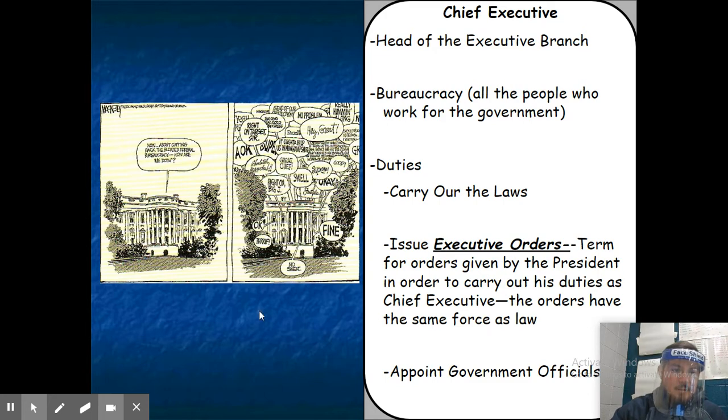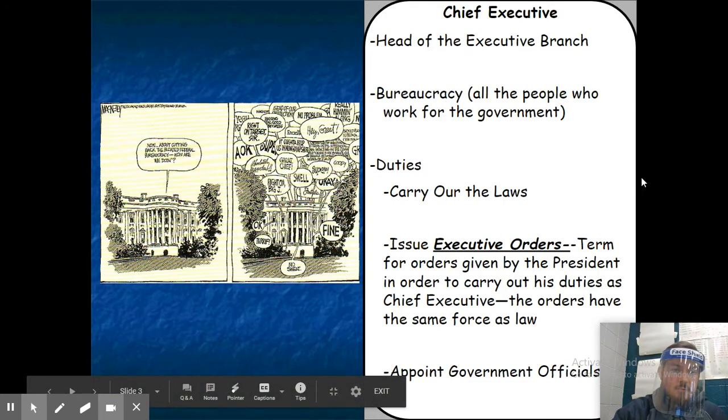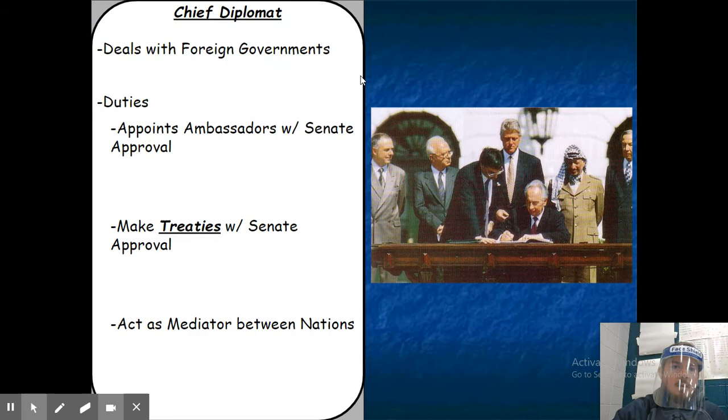So here is a little cartoon for it. He's also the chief diplomat. He deals with foreign governments. Basically, he appoints ambassadors with Senate approval. He makes treaties, again with Senate approval, and he acts as mediator between nations. So he is our head of state, so he will talk to other heads of state, such as Britain's prime minister, Israel's president, North Korea's dictator, and so on and so forth.